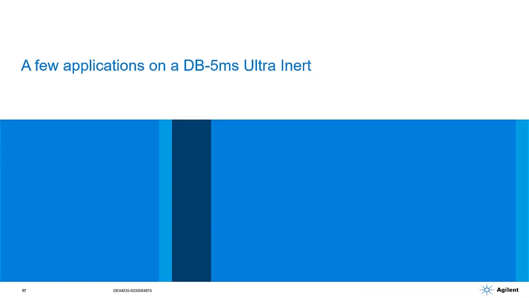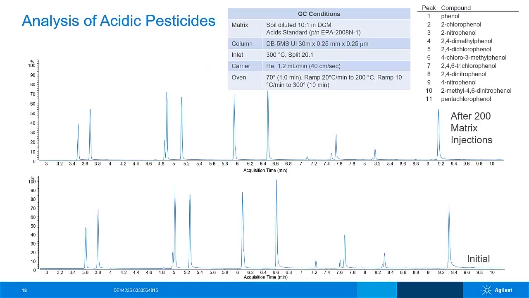To wrap up my part of the presentation, I will just show you a few applications and the study that we did over time for some of them for DB-5MS Ultra Inert. A typical use for DB-5MS or HP-5MS Ultra Inert is pesticide analysis.